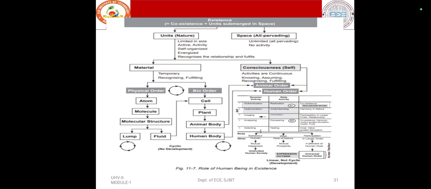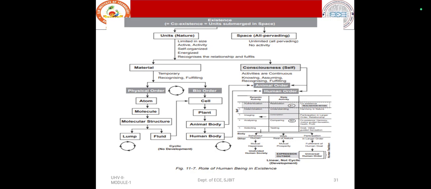Units are limited in space, size, and their activity, and are active. Space is unlimited, all-pervading, and is no activity. By virtue of being submerged in space, units are energized, self-organized, and recognize the relationship with every other unit in space and fulfill it. So units are of two types: material units and consciousness units. Material units are temporary in time, while consciousness units seem to be continuous.